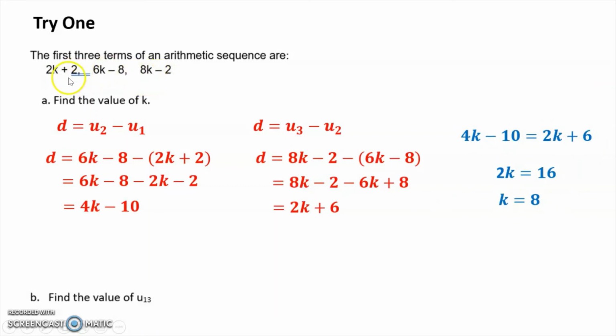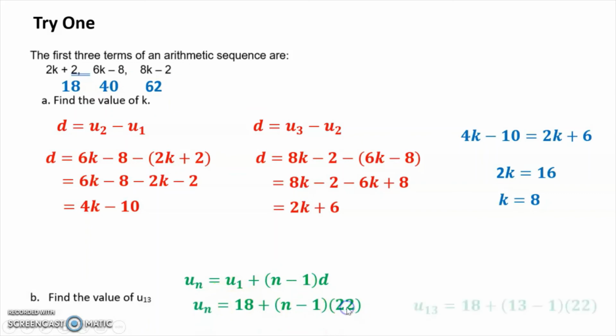Put it in here to create your sequence. 2 times 8 is 16 plus 2 is 18. 6 times 8 is 48 minus 8, 40. 8 times 8, 64 minus 2, 62. There's our sequence. We can see U1 is 18. We can see it is going up by 22 every time, so our D value is 22. So our arithmetic rule will look like this, and we're looking for the 13th term now, so using our rule, put 13 in there, and our 13th term is 282.